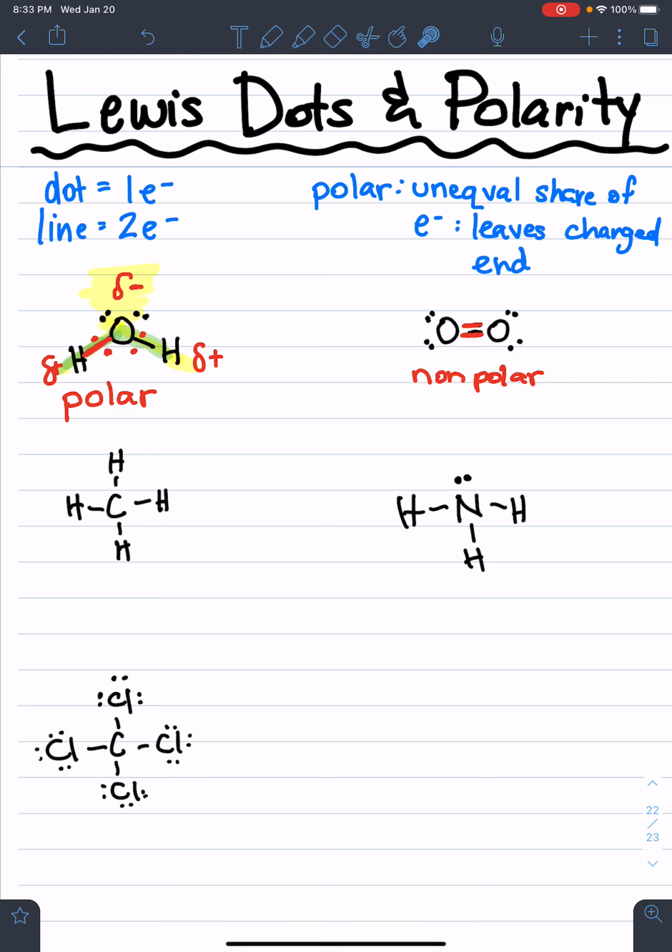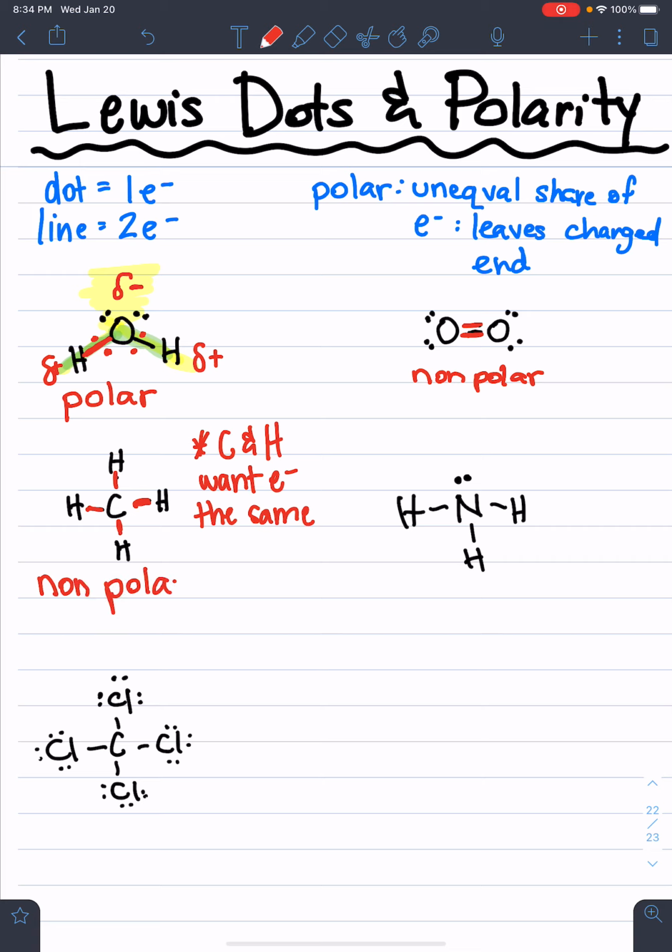Alright, let's jump down to this one. The C with 4 H's around it. So something that you have to remember is that C and H, they want electrons the same. So since our C and H want electrons the same, they're actually going to be sharing the electrons in these bonds. All these bonds are going to share the electrons equally. So since they're all sharing it equally, this molecule is also going to be non-polar. Alright, let's jump over to our next example.